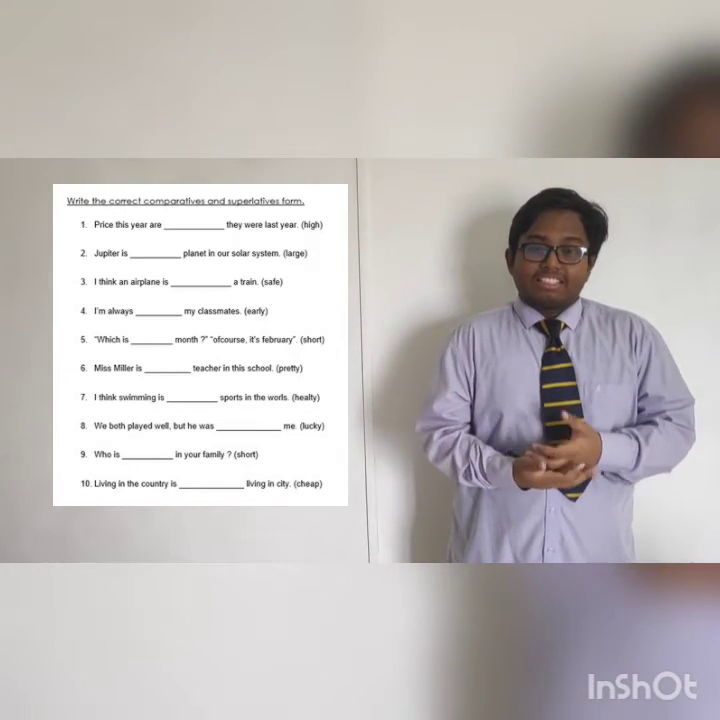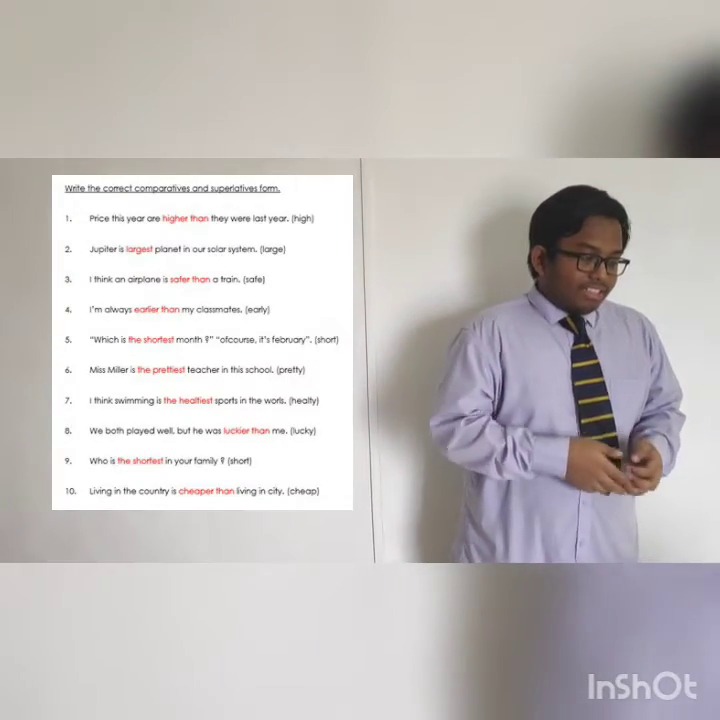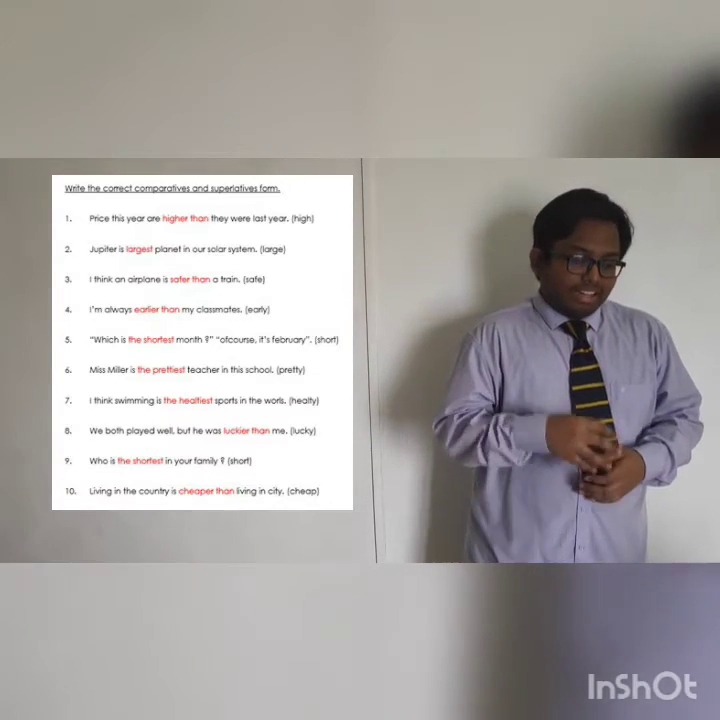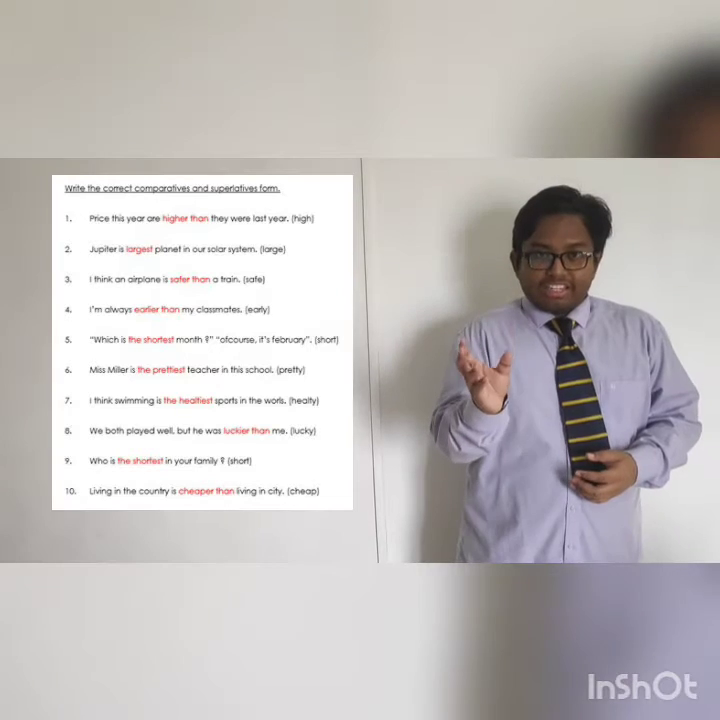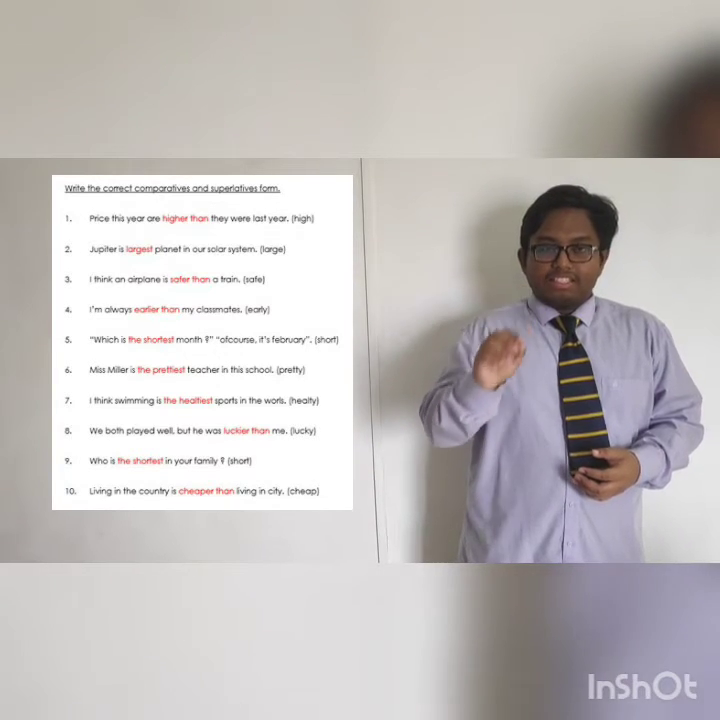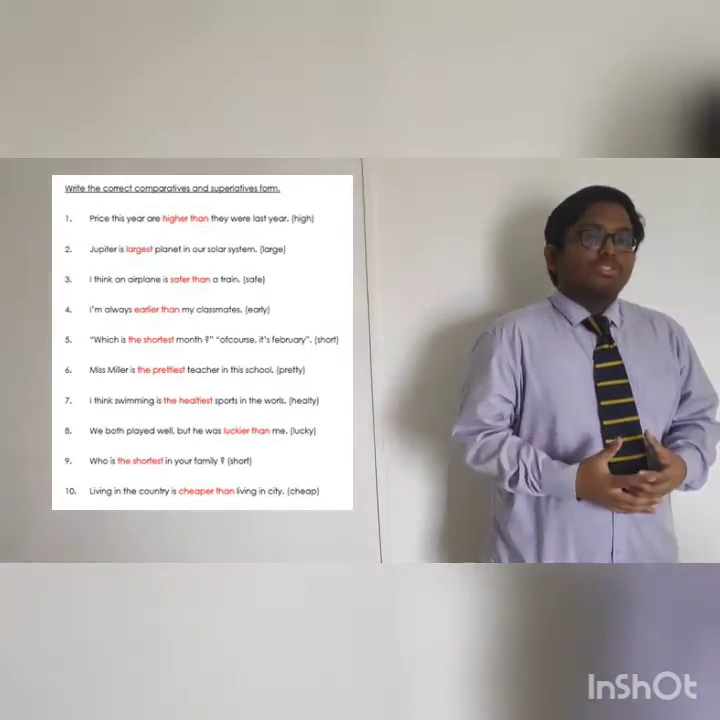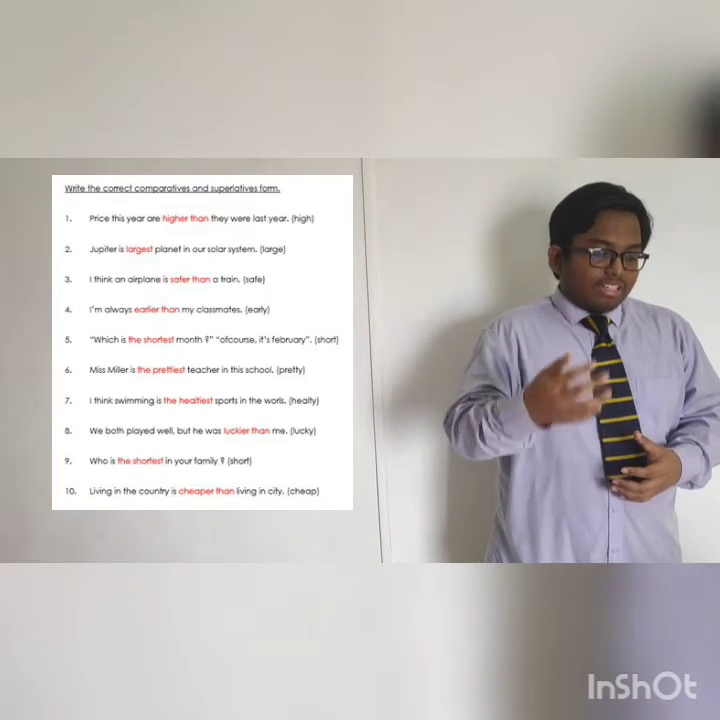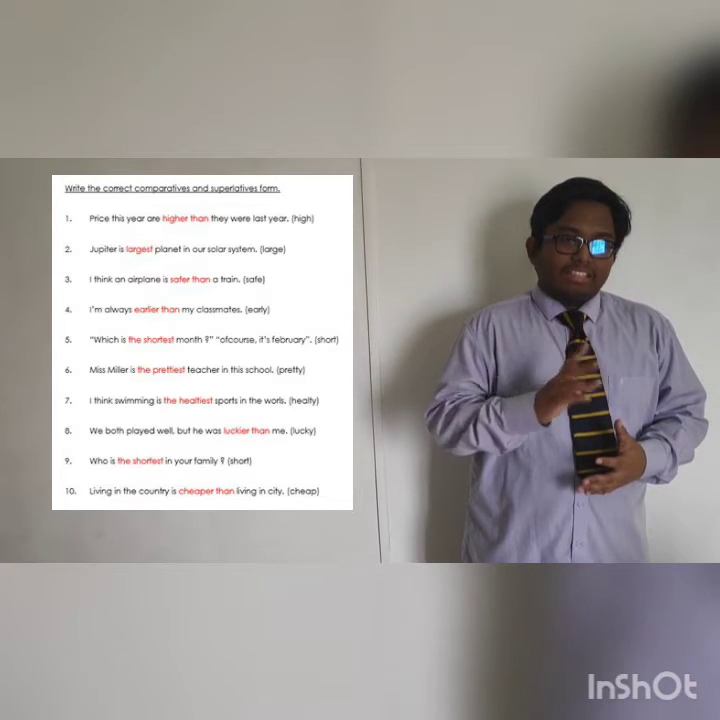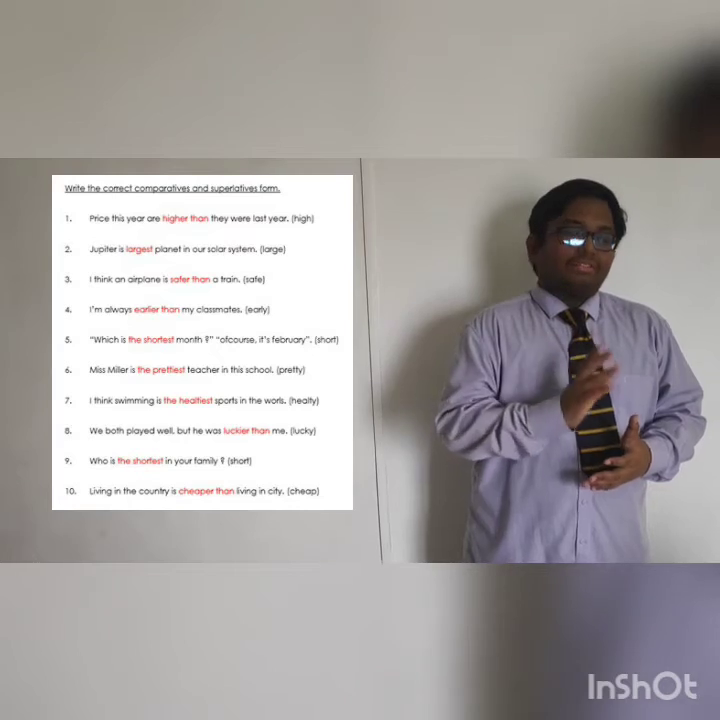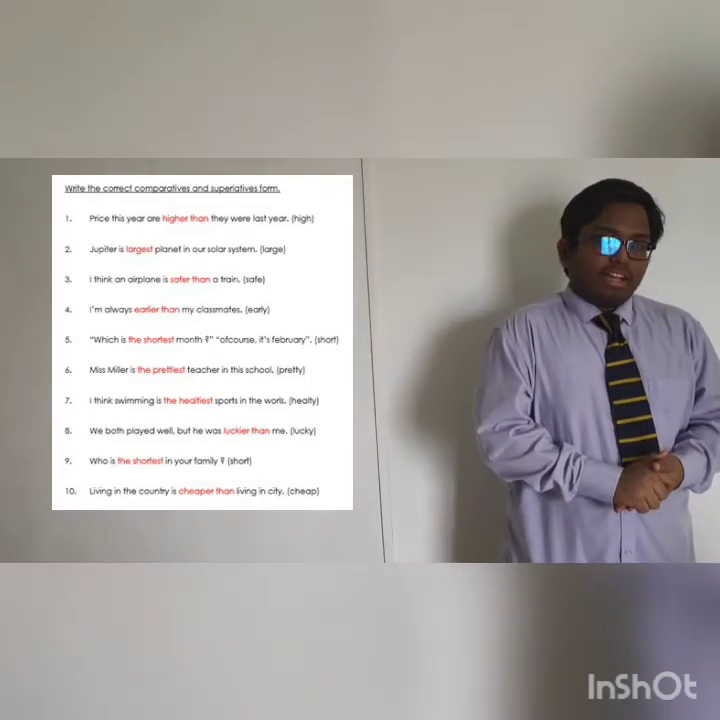Okay, class, time's up. I think everyone has finished answering the questions. Now let's check the answers together. As for question number 1, prices this year are higher than they were last year. So the answer is higher, and then you need to put than. If you didn't put than, it still doesn't count as correct. As for question number 2, Jupiter is largest planet in our solar system. What is the mistake that I didn't say over there? You need to put the at the front. Okay, very good. So Jupiter is the largest planet in our solar system.